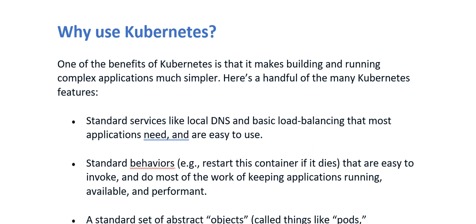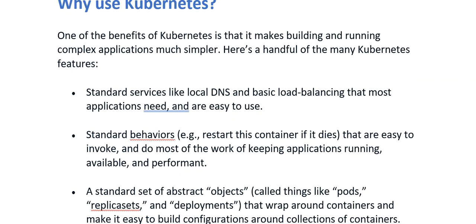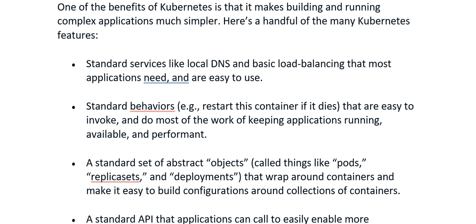Here are some of the features of Kubernetes, like why you would use these Kubernetes services. First one is standard services like local DNS, DNS being domain name server or domain name system. And it has basic load balancing that an application needs, and it is easy to use. The next one is standard behavior. For example, if a container fails or dies, they are easy to restart and do most of the work of keeping the application running. That should be available and that should be performant. They have to perform very well on those services.